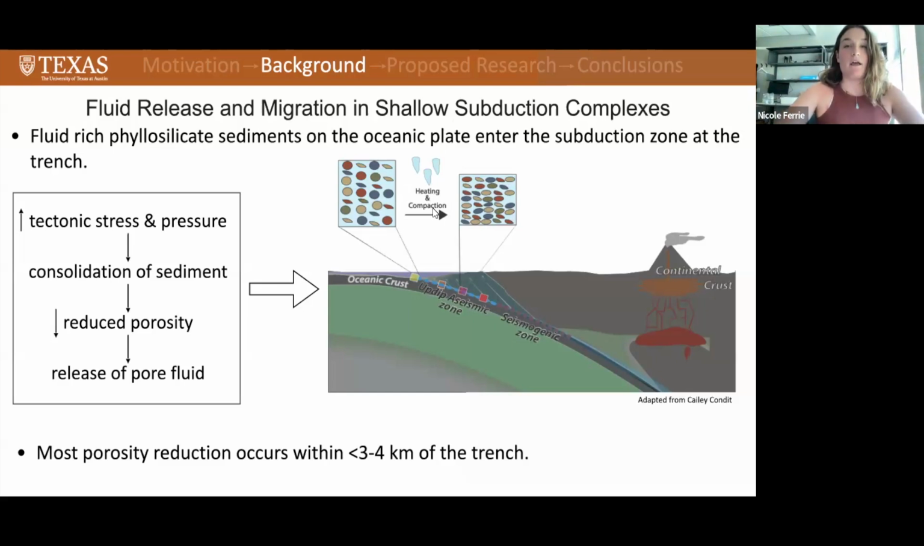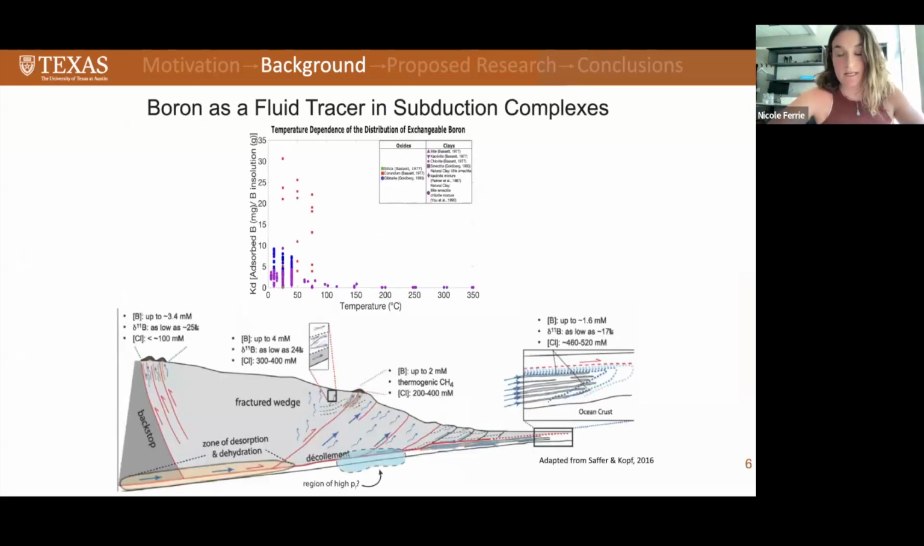Now, we can actually understand where the fluid is being released and these migration pathways through the use of boron, which I'm going to illustrate here. So say we have the same package of sediment, and this package of sediment has pore spaces. These pore spaces are filled with fluid. Now, the fluid composition is the same as seawater, and so that means that it has 5 ppm boron in it. Some of that boron is adsorbed to the clay surfaces, and some of that boron is sitting in the pore space in the fluid.